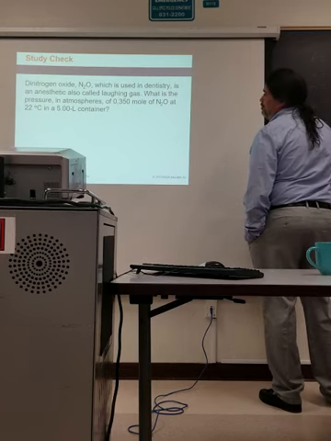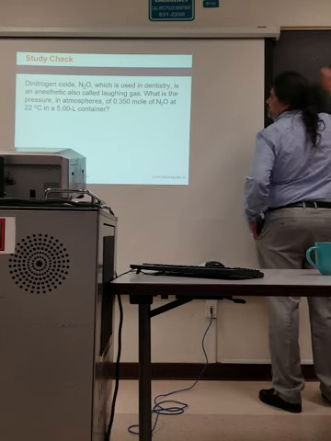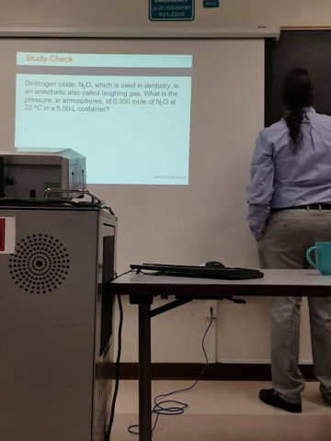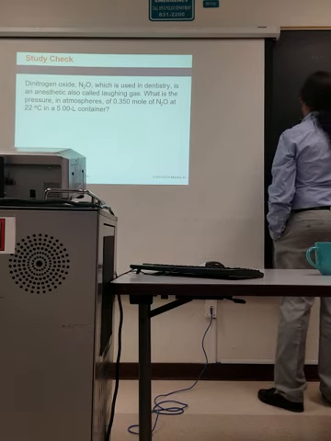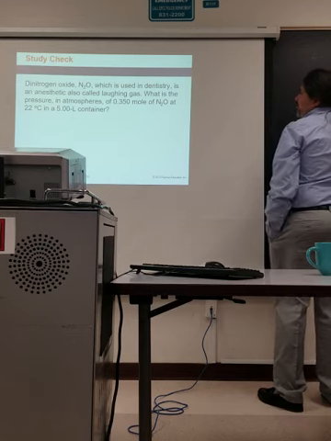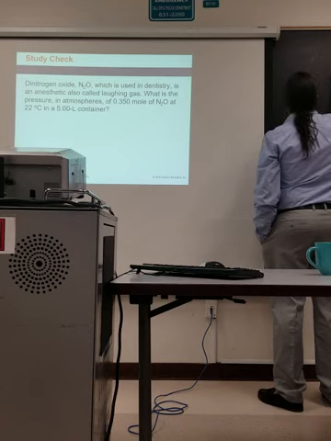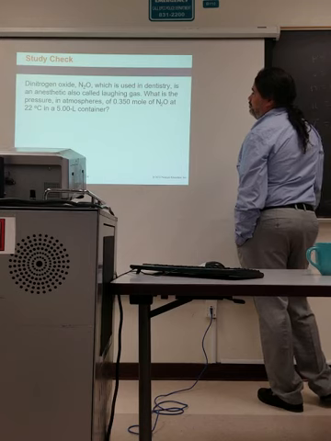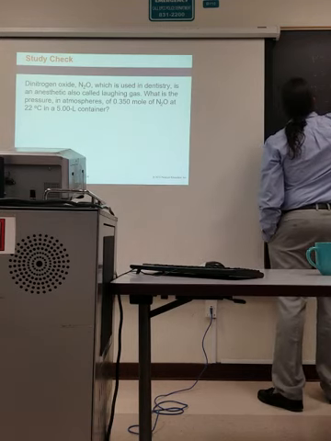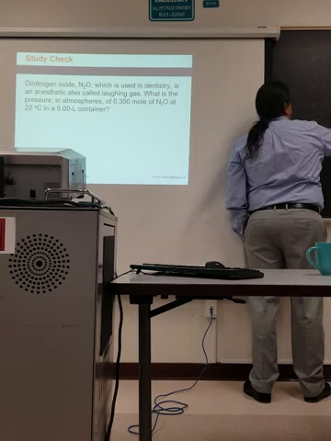Okay, so pressure is actually what we're looking for. If we have 0.350 moles of N2O at 22 degrees Celsius in a 5-liter container, and they want the pressure in atmospheres. Okay, so since we're working in atmospheres, then we'll use 0.0821.